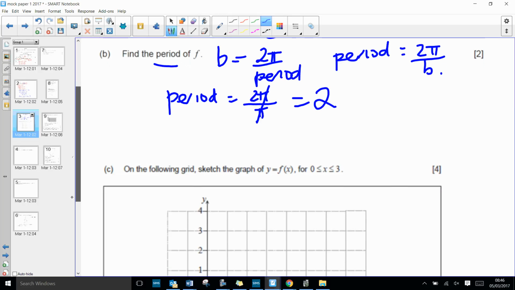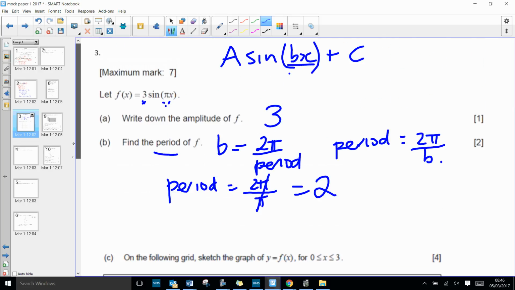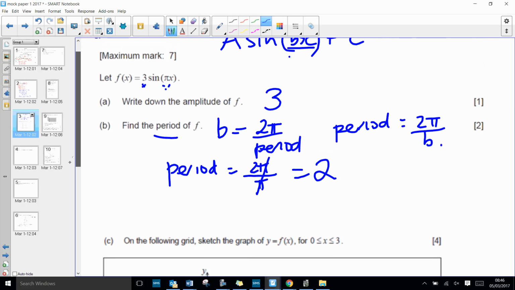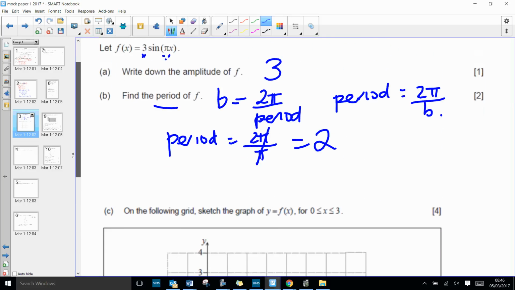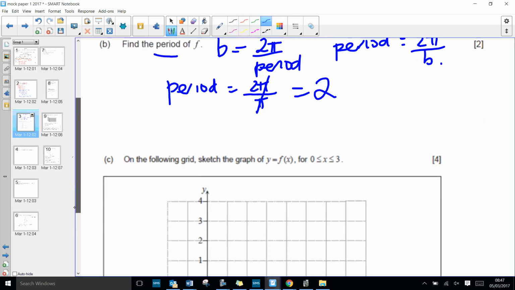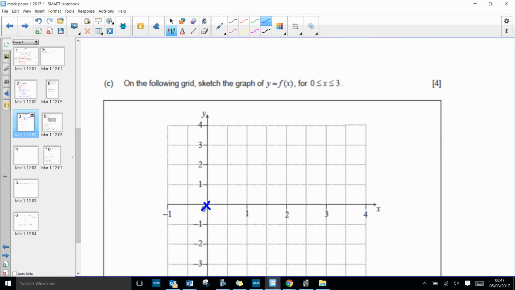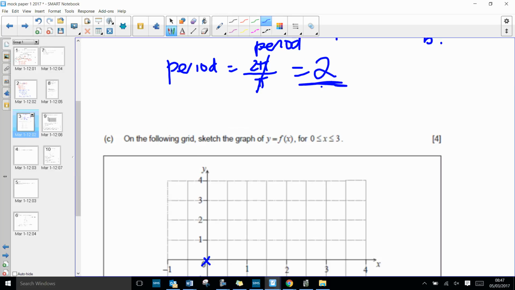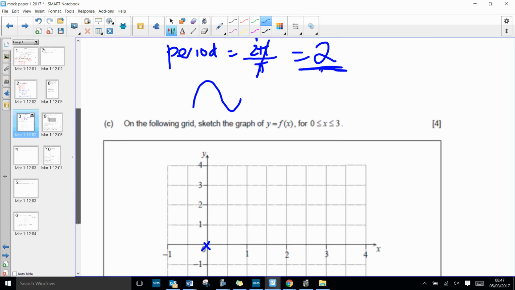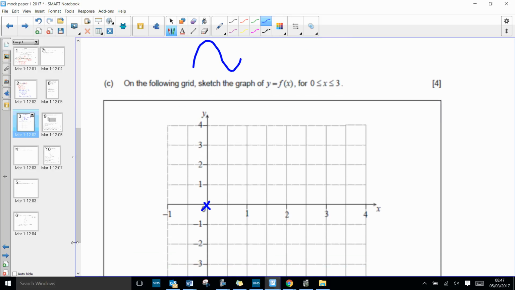On the following grid, sketch the graph. So it's a sine curve, so we know sine curves always start at 0, 0. We know it has an amplitude of 3, so we know it goes up to 3 and down to minus 3. And we know it has a period of 2. Now, a period of 2 tells us that the whole sine wave occurs within that period. We're used to seeing them cut into 4s, so imagine these are our usual markers.